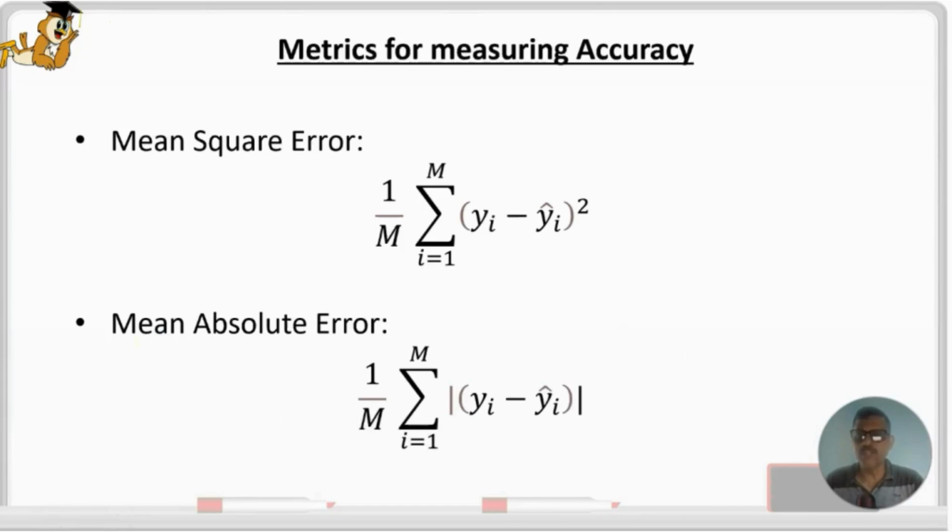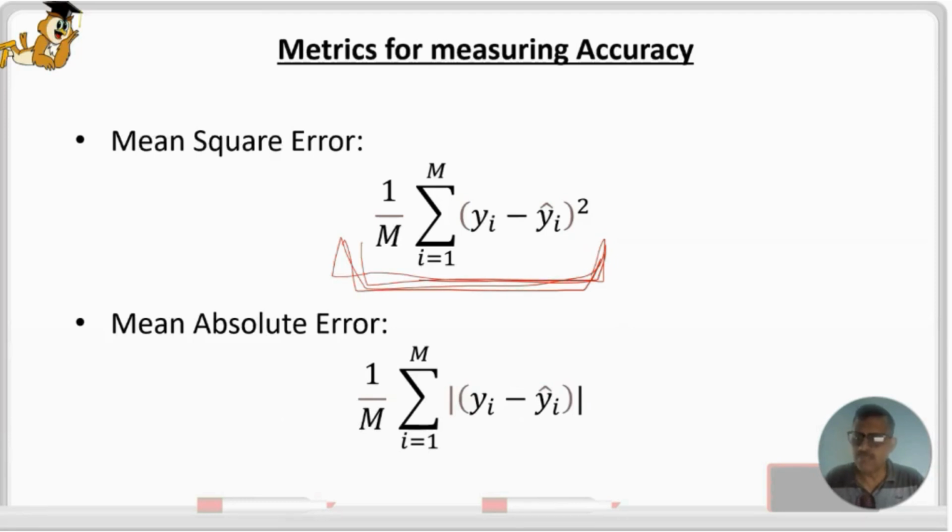Metrics for measuring accuracy. How do we measure the accuracy? The two things that immediately come to mind, firstly, is the mean square error. This was the metric that we used as the optimization metric. When we went about developing the closed form solution or even the gradient descent, this was the quantity that we were seeking to minimize, and therefore the mean square error itself is one metric for measuring the accuracy of your linear regression.